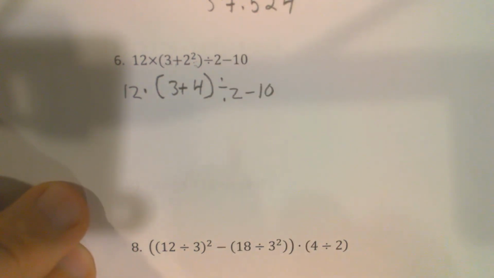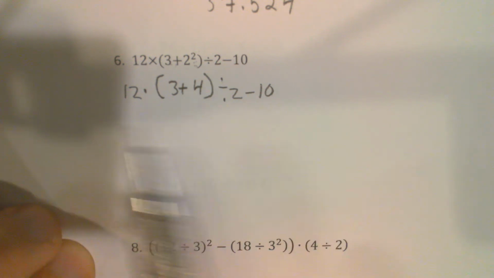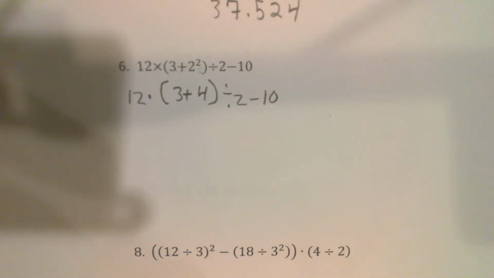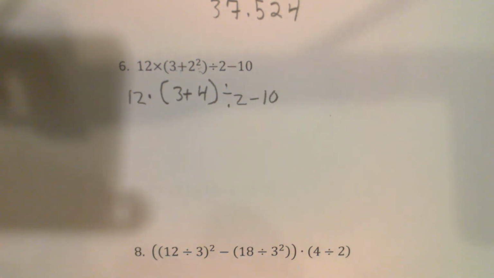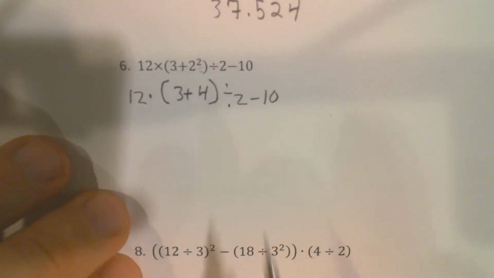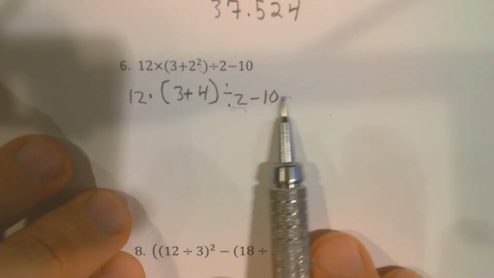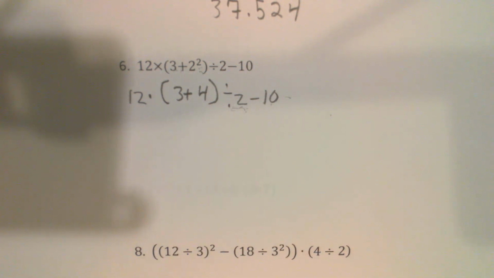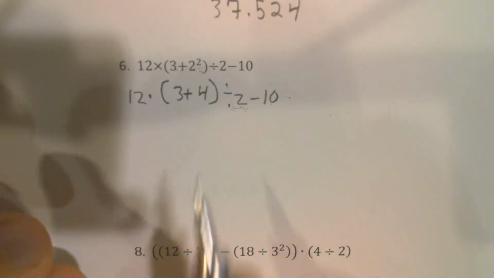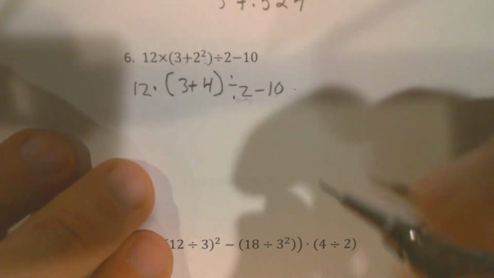Students often ask, Mr. Woody, can I do multiple steps at once? My suggestion is no. The reason is order of operations can be pretty tricky, and you might accidentally do something out of order. For example, subtract this 10 or multiply before you're supposed to. So just do it one step at a time. You're going to get the right answer.